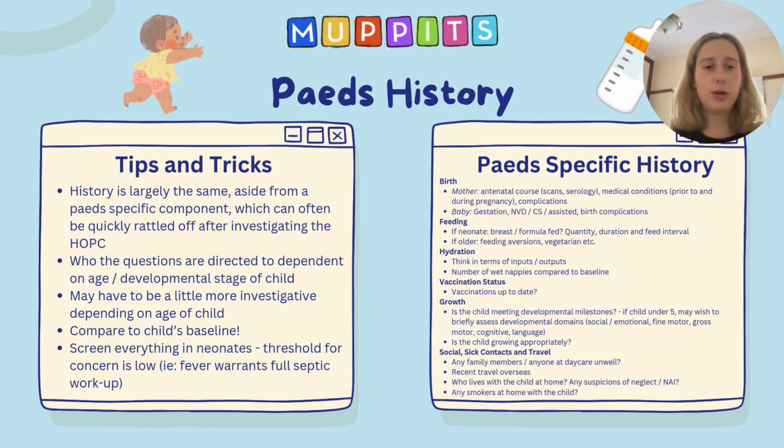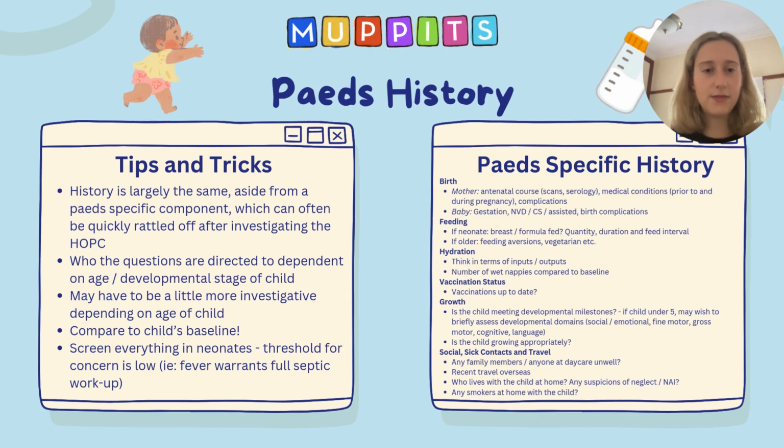For the baby, you want to know the gestation they were born at, because does that predispose them if they were preterm, very preterm, etc., to different developmental conditions and physical conditions as well. You want to know the birth mode. Was it a normal vaginal delivery? Was it a C-section, assisted, etc., and any birth complications as well.